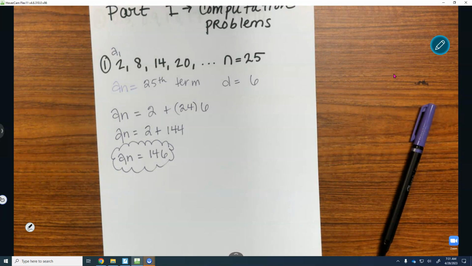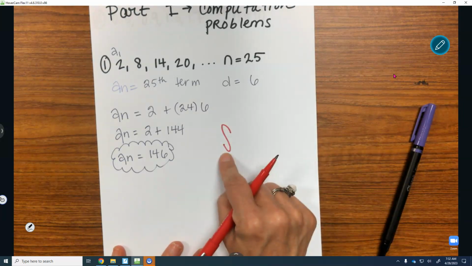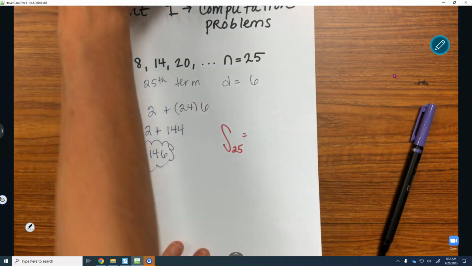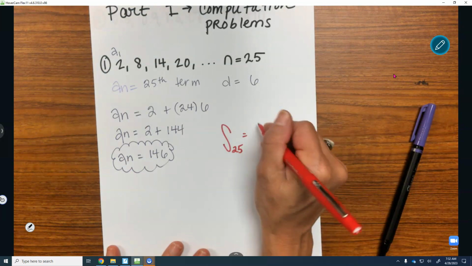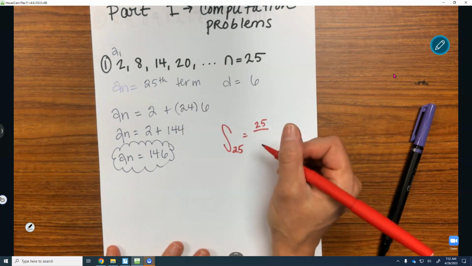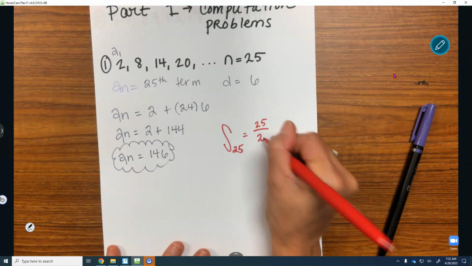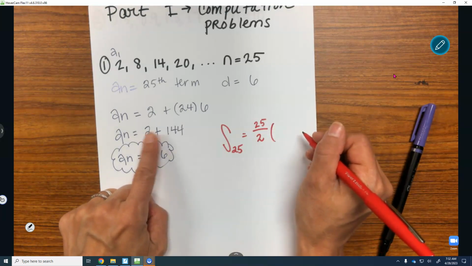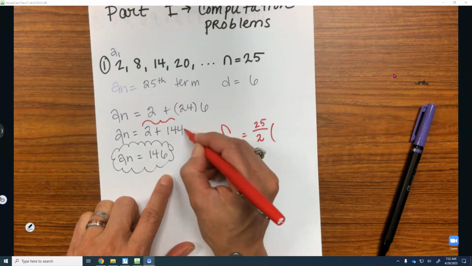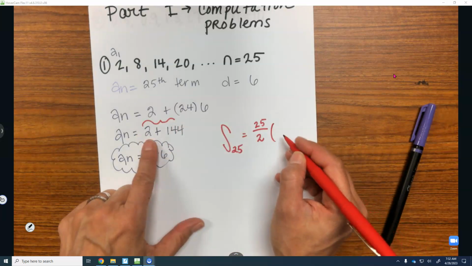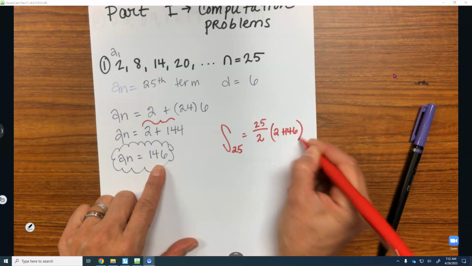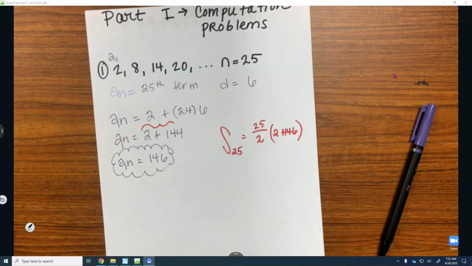So here we go with the partial sum. And you guys have that formula at the top of your page. We're looking for the partial sum up through the 25th number, the 25th term. So once I remember what term I'm looking for, that 25 is going to go on top of a fraction. And the bottom number is always 2. And then in here, we're going to add the first term and the last term. So this little stuff right here, it is going to get plugged in over here. Remember, the first term is 2. The last term was 146.